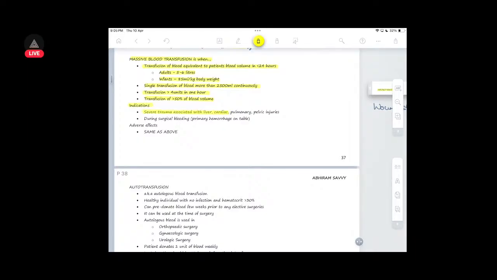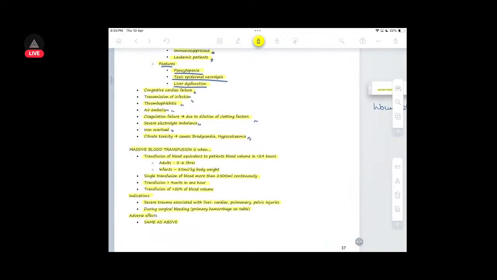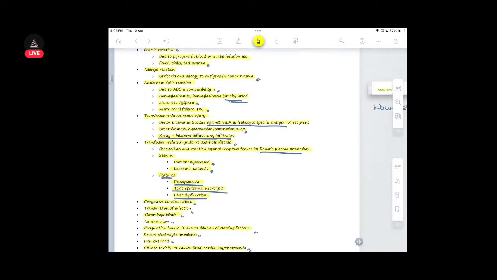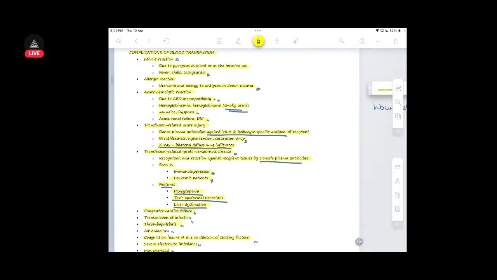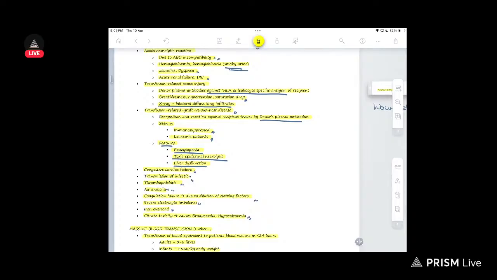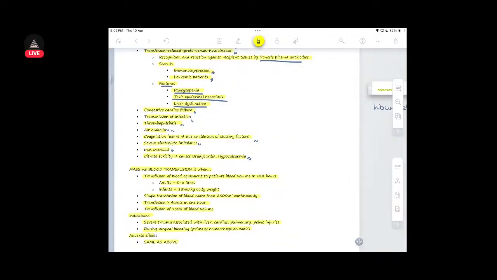It is indicated in severe trauma with liver, cardiac, pulmonary, pelvis injury, and during surgical bleeding. Primary hemorrhage on the table. Adverse effects are the same as above. All of these: transfusion related hemolytic reaction, jaundice, dyspnea, renal failure, allergic reaction, febrile reaction, chills, fever, acute lung injury, HLA specific antigen, and on X-ray bilateral diffuse lung infiltrates will be seen. Graft versus host disease in immunosuppressed leukemic patients and all, pancytopenia, toxic epidermal necrolysis, and liver dysfunction.